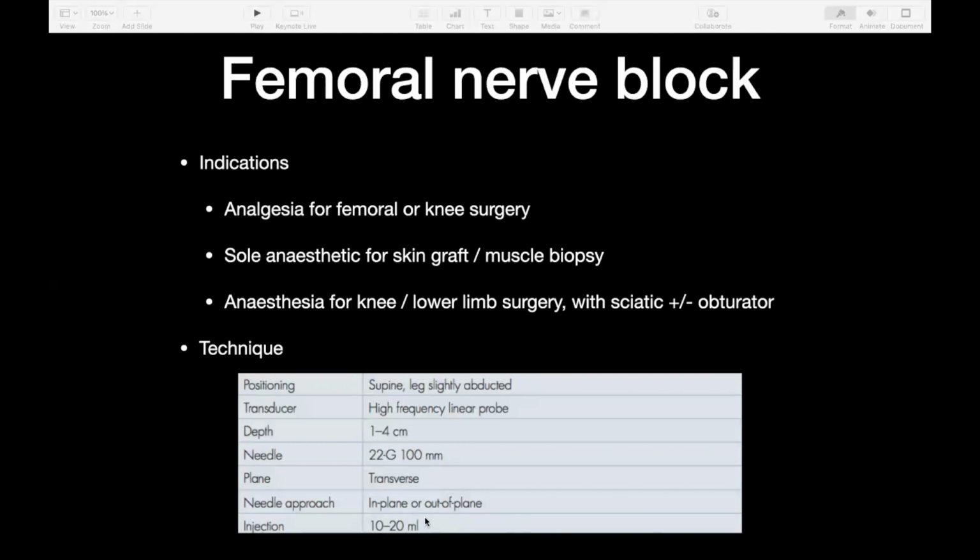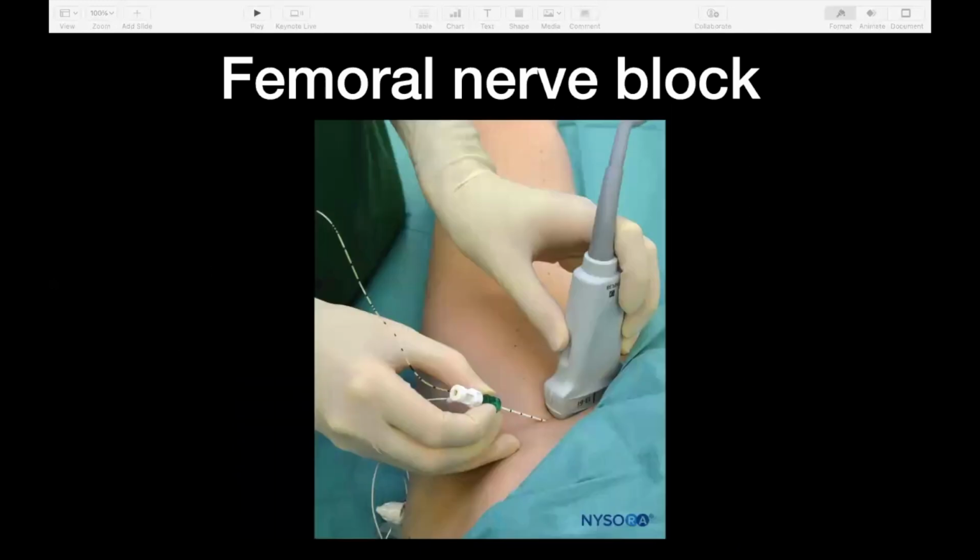But for a direct femoral nerve block, obviously a bit different to a fascia iliaca block, for a direct femoral nerve block, 10 to 20 mils should be enough to cover the nerve. This is the kind of setup that you're going to want.